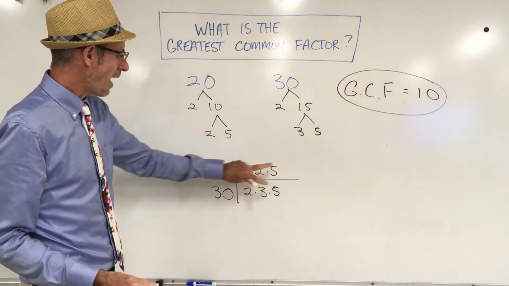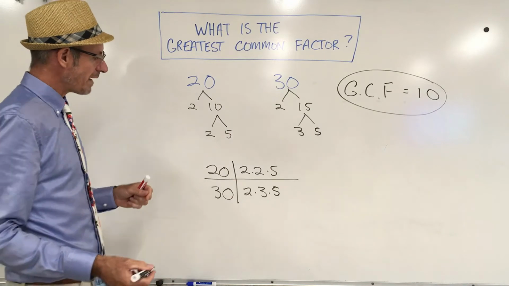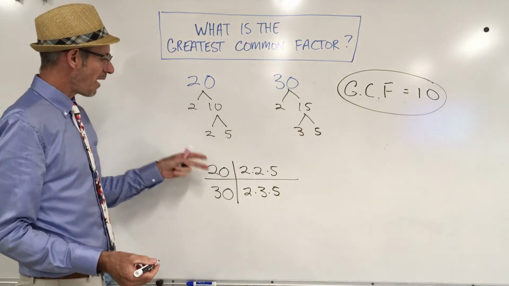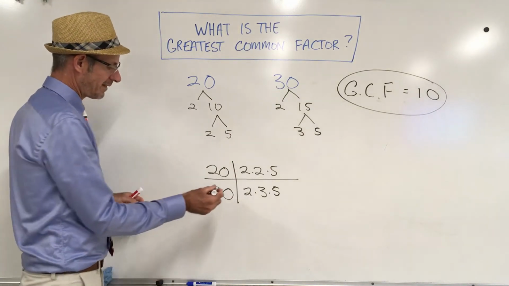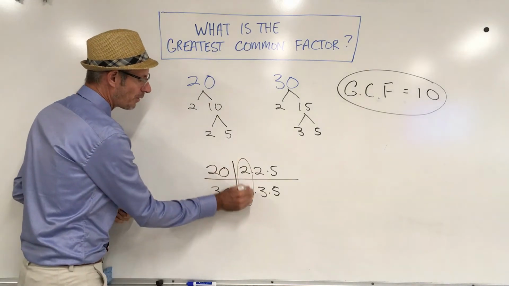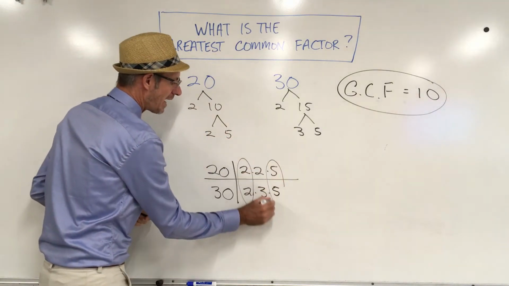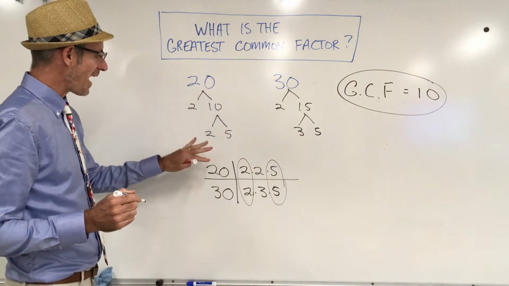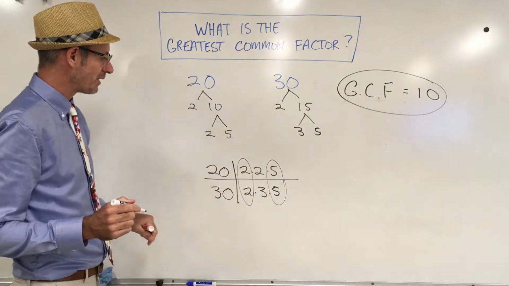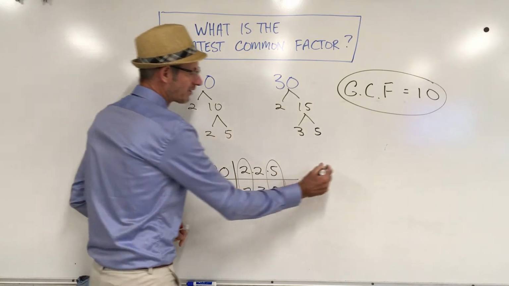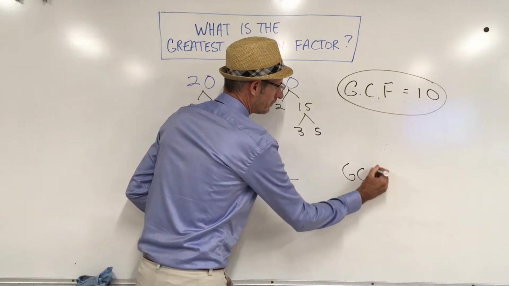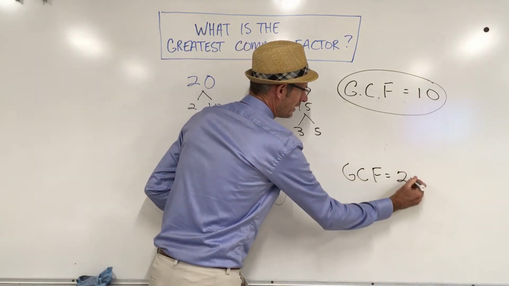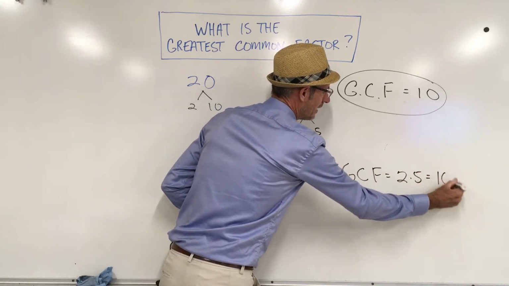So when you look at these prime factorizations, you try to identify which prime factors are on both lists. So we have a 2 on both lists and a 5 on both lists. So by using this method with a factor tree, finding the prime factorizations, our greatest common factor is 2 times 5, or 10.